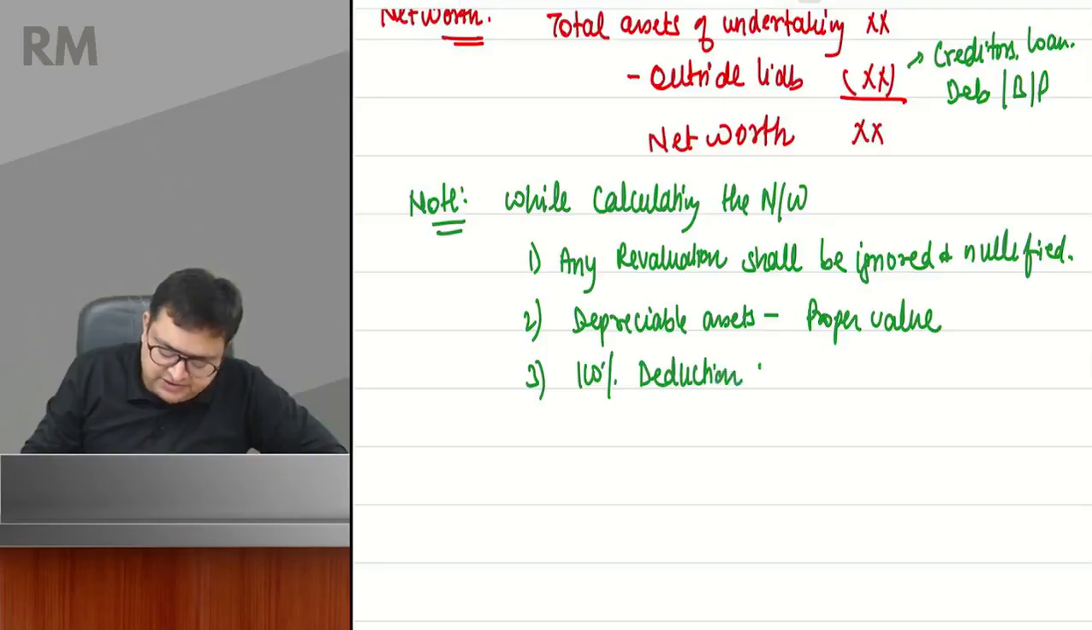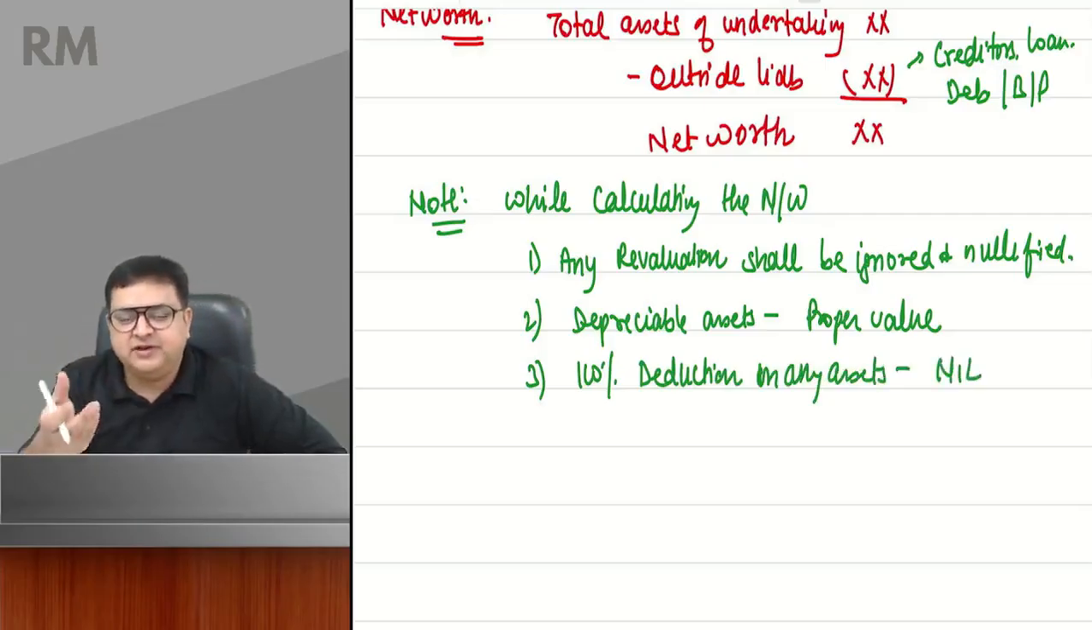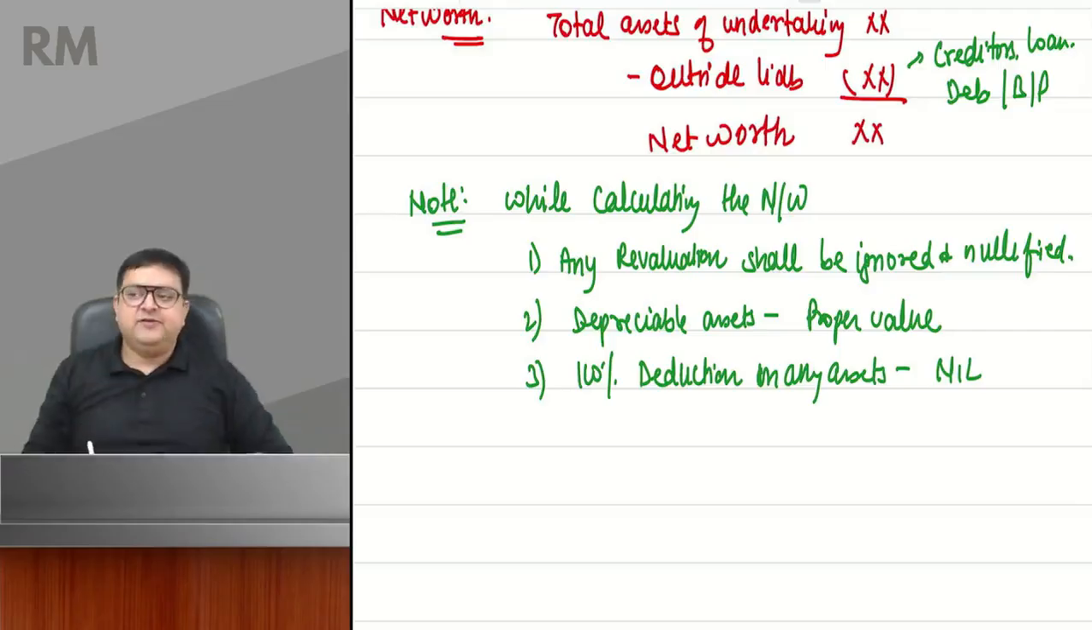If there is 100% deduction on any asset, it should be shown as nil. Why are you still carrying it? If you have purchased a machine for 5 lakh and you have claimed 100% deduction, you should show it as nil. Why are you carrying it at 5 lakh? So these are the things we will do while computing our net worth.